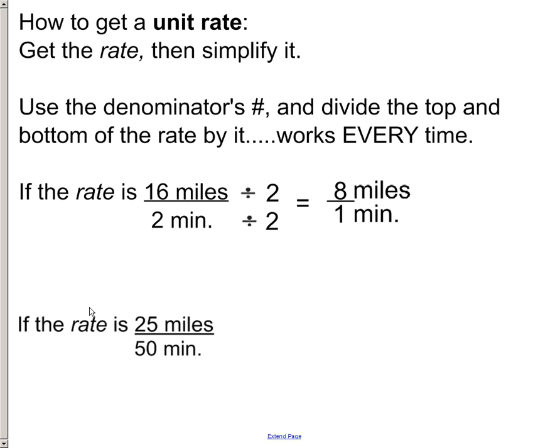What about this one right here, though? 25 miles in 50 minutes. We still have to look at the bottom number. It's 50. And so we're going to divide top and bottom by 50, and we get 0.5 over 1. So we can go half a mile for every 1 minute. The unit rate is just so much more usable when you take the time to make sure that you put it down into the denominator of being 1 because you can figure out calculations very quickly.